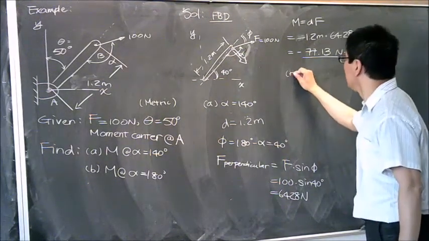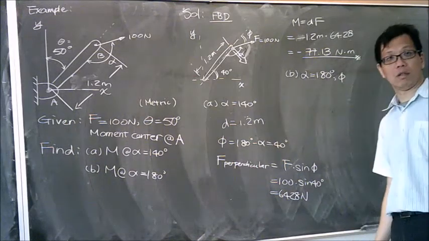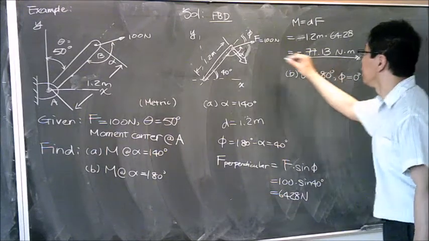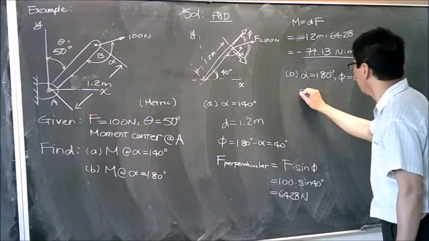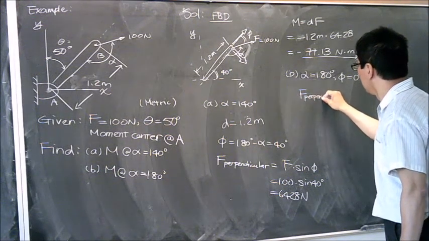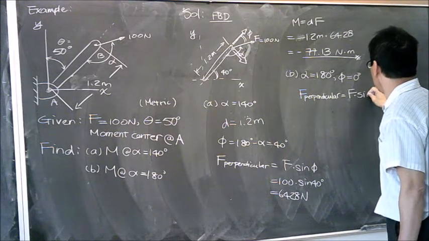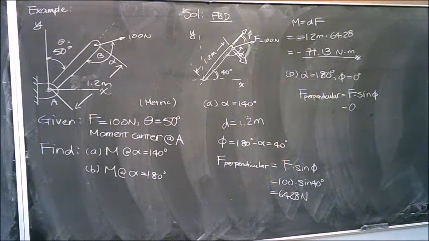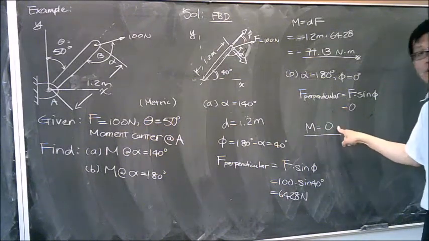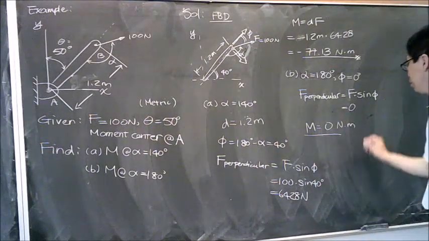No? Now, if I say alpha equals 180 degrees, what is my phi going to look like in this case? 0 degree, because my force becomes something like this. So when I find the perpendicular component, that is going to be F multiplied by sine phi. How much is this going to give me? 0. So since I have 0 force perpendicular to the moment arm, how much moment am I going to have? 0. Do I need to have a positive or negative sign over here? You don't need to. If you want to say negative, I don't care, because it doesn't really matter.